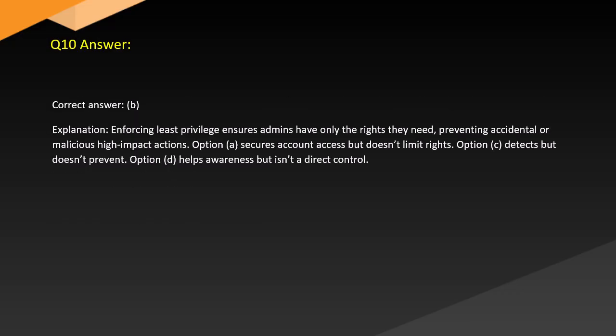Answer. Correct answer: B. Explanation. Enforcing least privilege ensures admins have only the rights they need, preventing accidental or malicious high-impact actions. Option A secures account access but doesn't limit rights. Option C detects but doesn't prevent. Option D helps awareness but isn't a direct control.